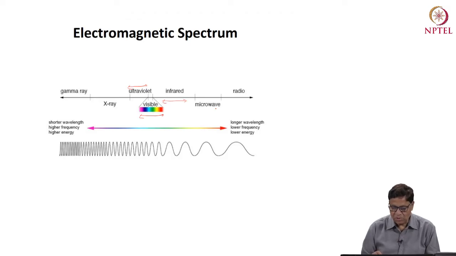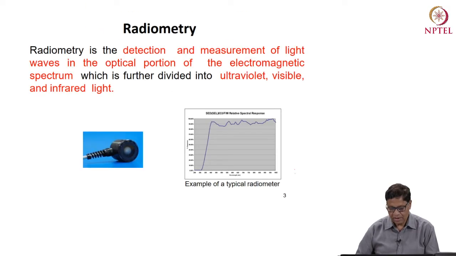So in this particular course, basically we are going to discuss communication either in visible region or IR region or ultraviolet. So we'll limit ourselves to this part of the spectrum. So let us now first understand radiometry.